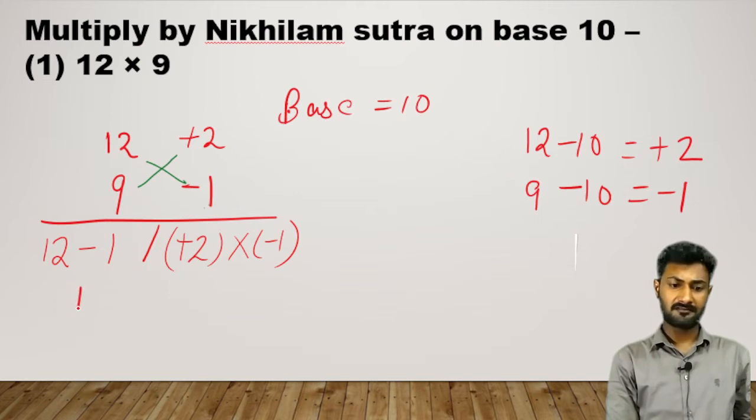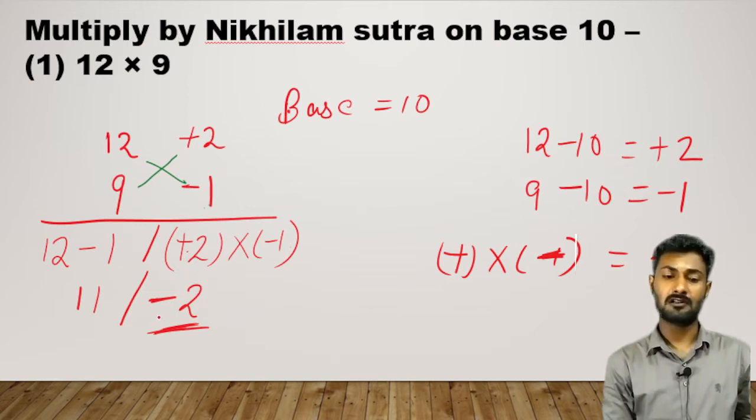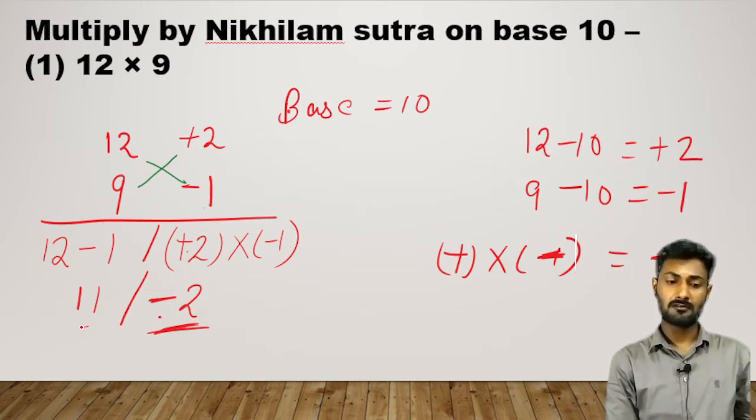In this condition, here we get 11, and whenever we multiply a positive number with a negative number, we always get a negative number. That means plus 2 multiplied by minus 1 is 2 multiplied by 1, that is 2, and we get negative. In this situation, we want the number to be positive. To make it positive, we subtract 1 from the number here.